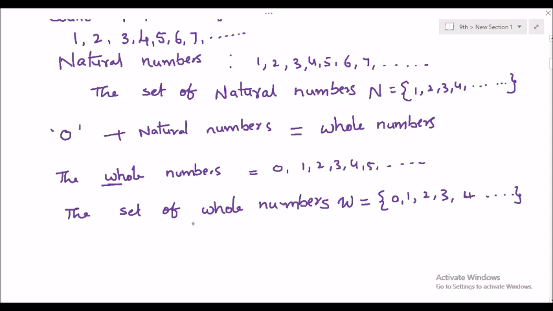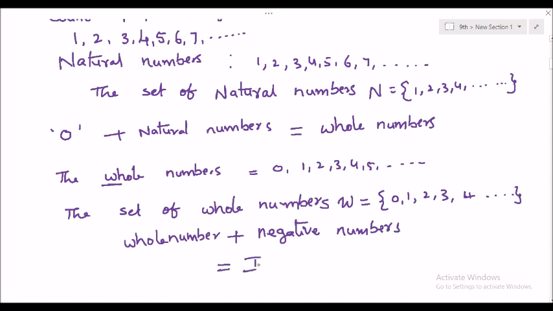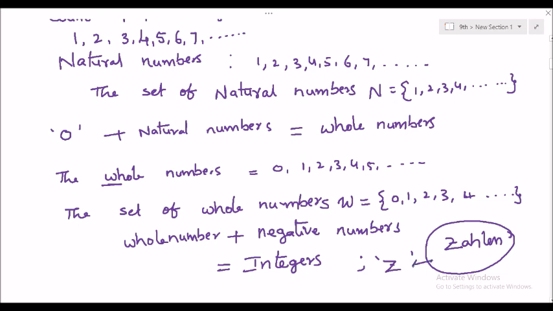Now, the whole numbers included with the negative numbers, or integers, are denoted by Z because Z is taken from a German word Zahlen. Okay, so that's why the integers are denoted by Z.